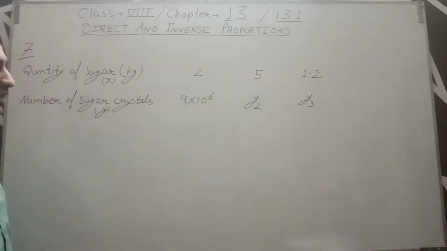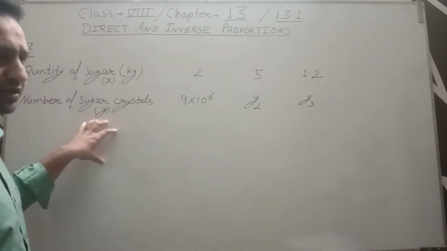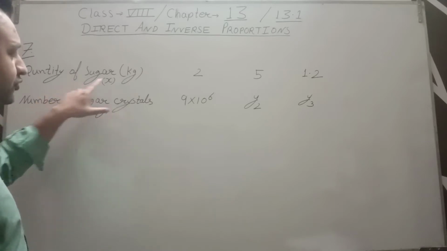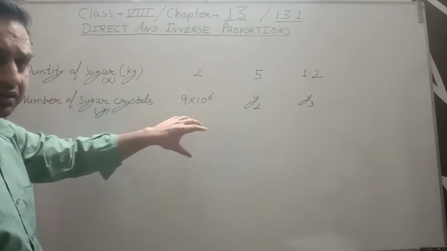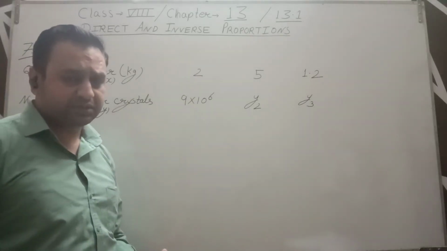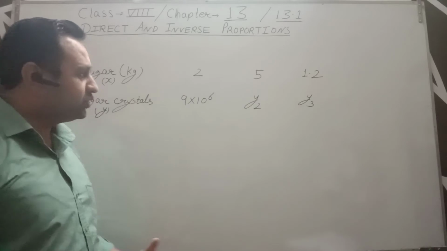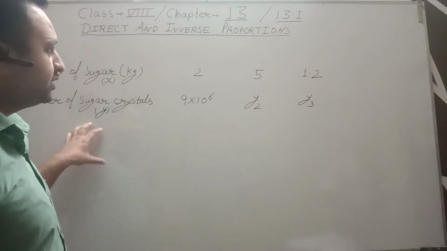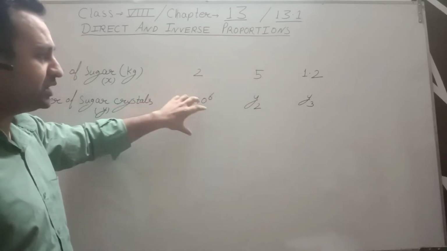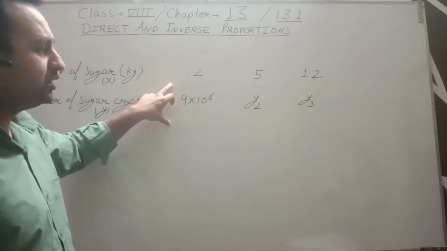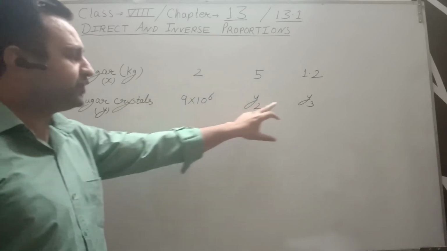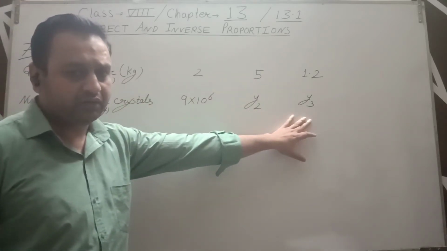Firstly, we observe whether it is a direct or inverse variation, because if the quantity of sugar increases, then the number of particles, the number of crystals present in the sugar, also increases. So it is a direct variation. It means direct proportions. If we consider them in the same ratio, it is called direct proportions. So using the property of direct proportions, we can find out the value of y2 and y3.